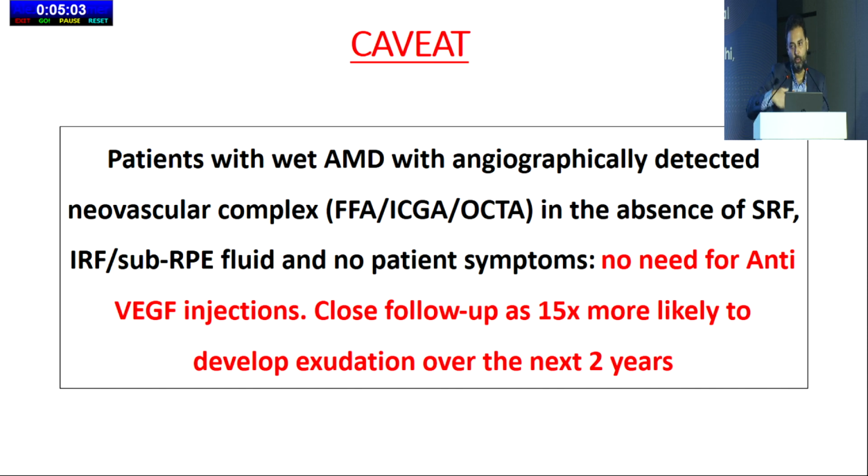because what's been shown is that over 2 years, the natural history of these is that they are 14 to 15 times more likely than patients without angiographically detectable membranes to start exuding. But mind you, this is 2/3 of the patients. 1/3 of the patients will continue to be dry over the next 2 years, which is the longest natural follow-up that we have on these. Hence, the recommendation is not to treat unless the membrane starts exuding. So this is your neovascular non-exudative AMD.